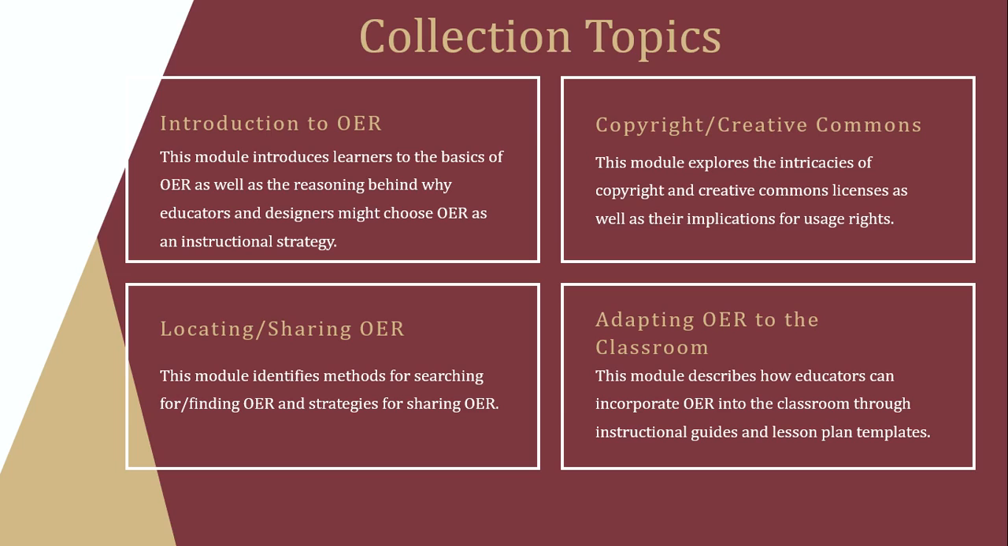Module 2 is concerned with copyright and Creative Commons licensing, so you can find a lot of information about how to use those licenses as well as the specifics of what they entail. Module 3 is a locating and sharing OER resource, so this teaches you different methods and practical skills for finding and sharing different open educational resources, particularly online.